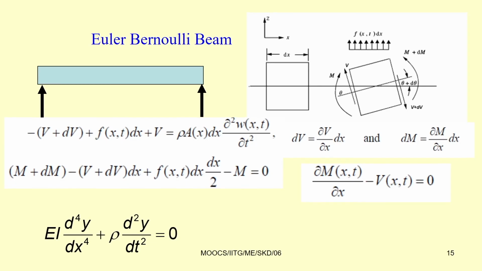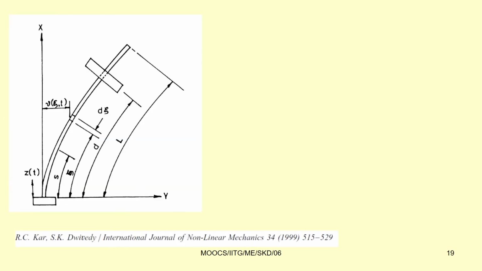Last class we studied the Euler-Bernoulli beam equation. We derived this beam equation using Newton's second law, by drawing the free body diagrams and writing the equation of motion. This is the equation of motion of an Euler-Bernoulli beam. Similarly, we took another example, a slender beam subjected to base motion, and derived this equation of motion, which is a spatio-temporal equation of motion.